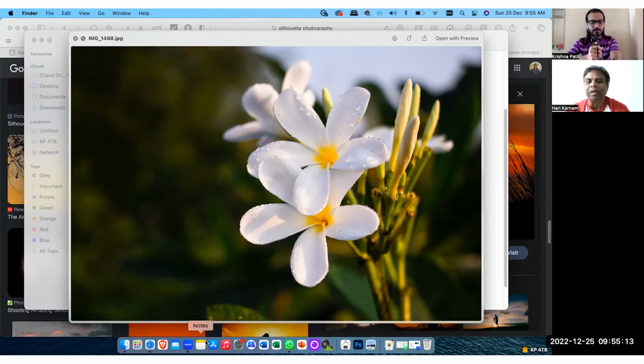The details are much clearer, even though they are very small and minute in nature. So that's where micro and macro photography comes into the picture, generally for flowers or very small beetles, insects.